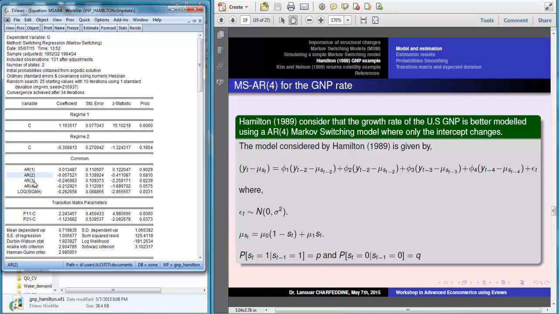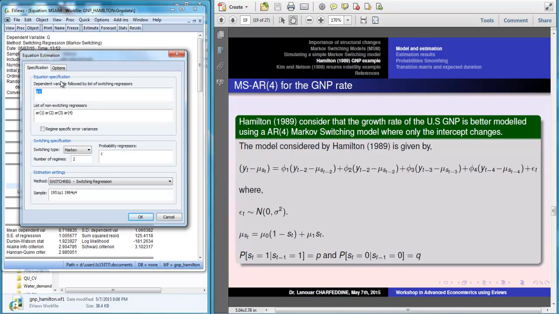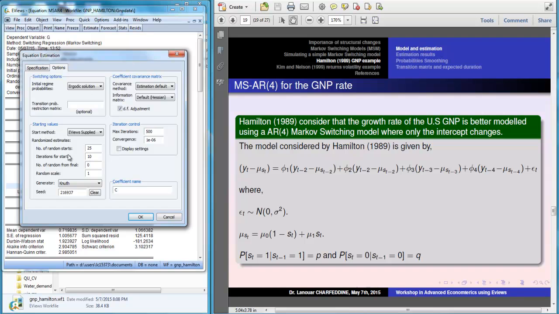AR1, AR2, AR3, AR4, and here you can compare this result with the result obtained by Hamilton 1989. Just I repeat, G, C, which is the mean, which switches from one regime to another one, and then we have used AR1, AR2, AR3, and 4. We select Markov switching. We don't select this one because we suppose here that the error does not switch from one regime to another one, and here we don't modify anything, and we select okay.